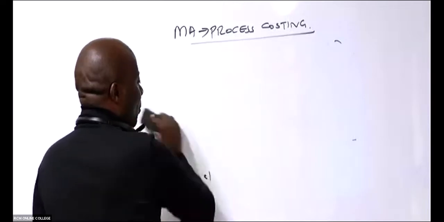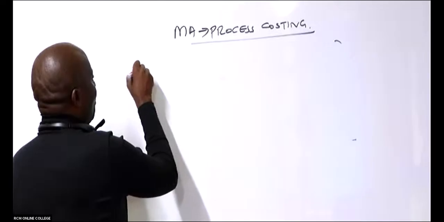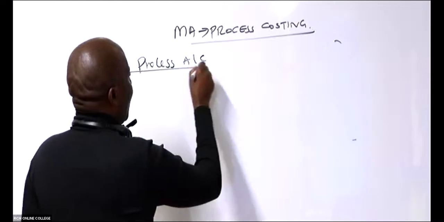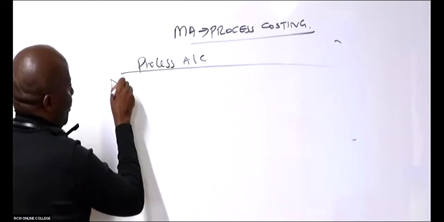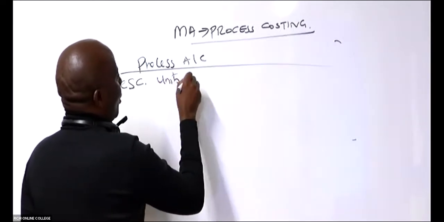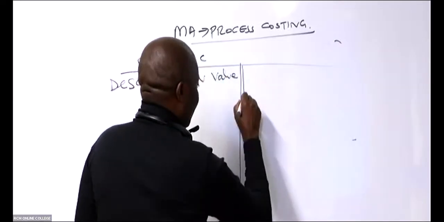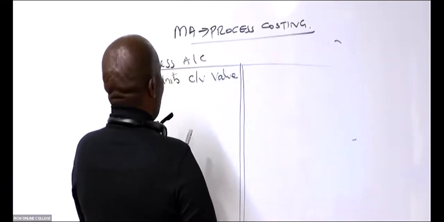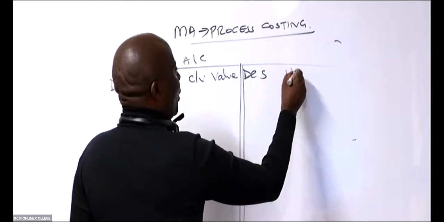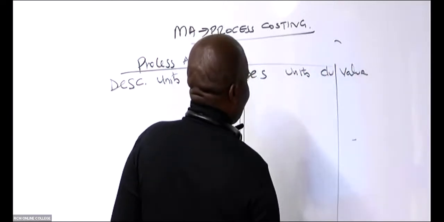And this is how our process account will look like. So we have description, process account. We have units, cost per unit, value. You do it like this. So we have description, units, cost per unit, and the value.